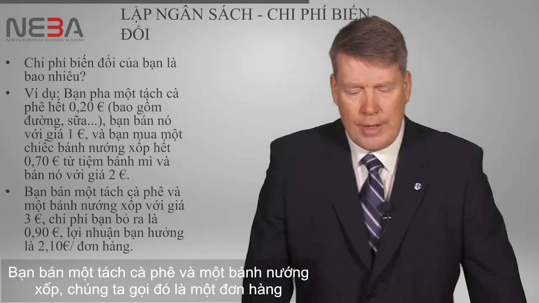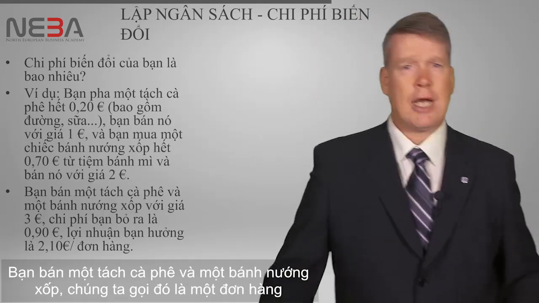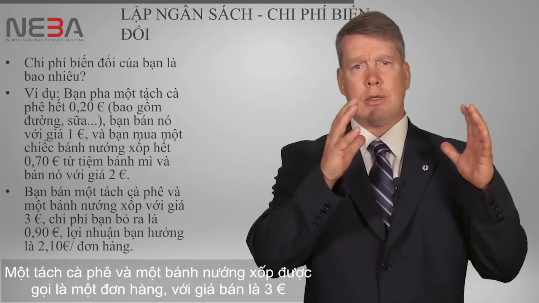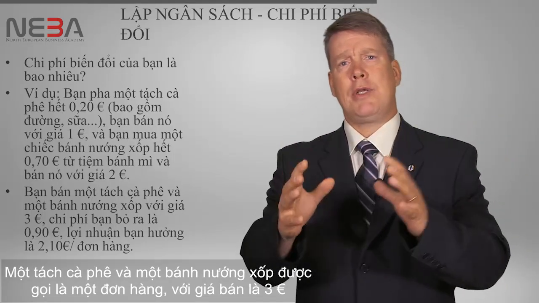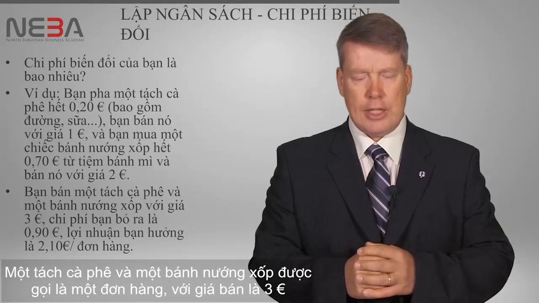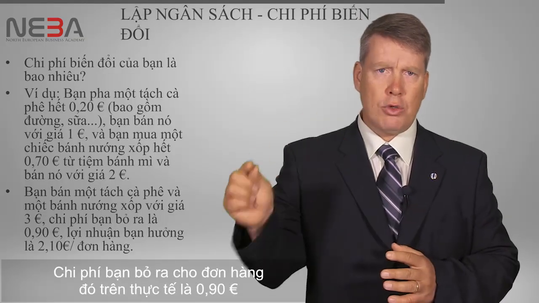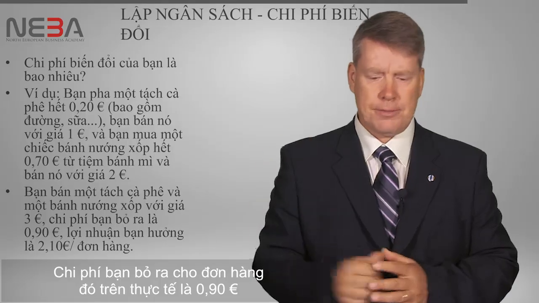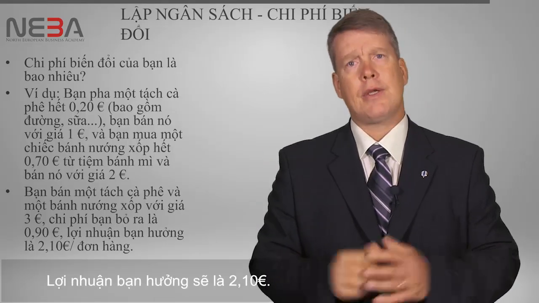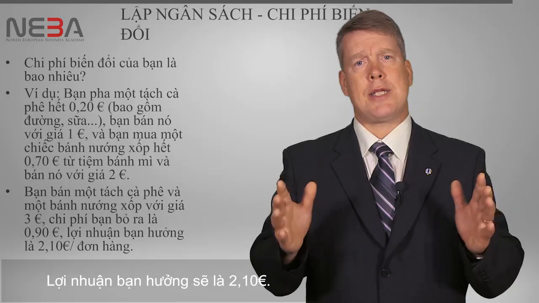You sell 1 coffee and 1 muffin together and we call that a unit. 1 cup of coffee, 1 muffin, it's 1 unit. And you get 3 euros out of that. And the cost for that unit for you is 90 cents. The profit will be 2 euros 10 cents for you.